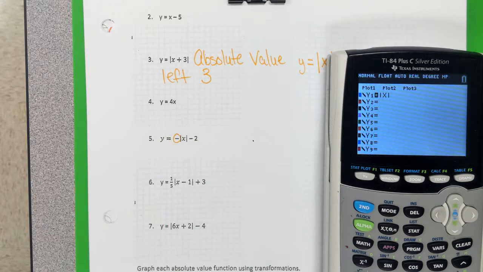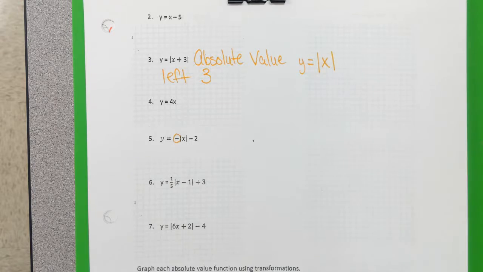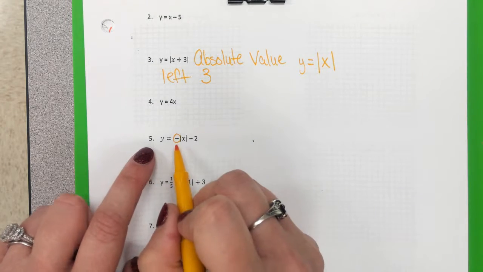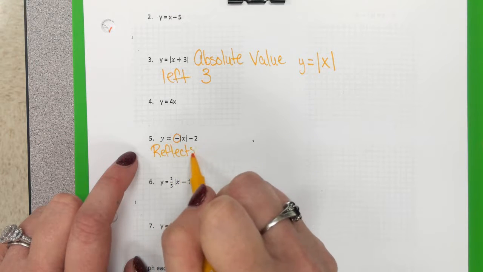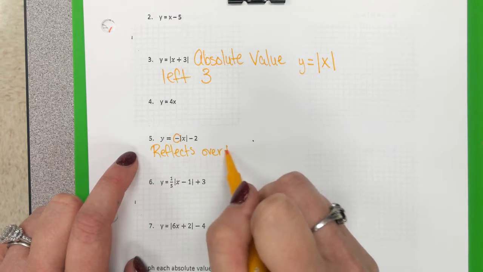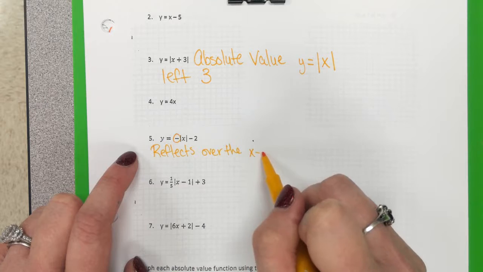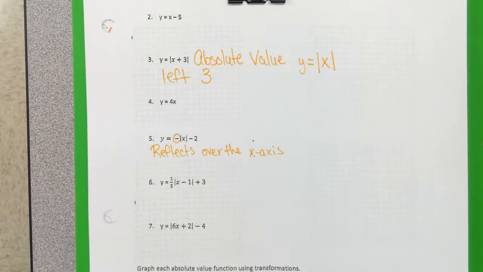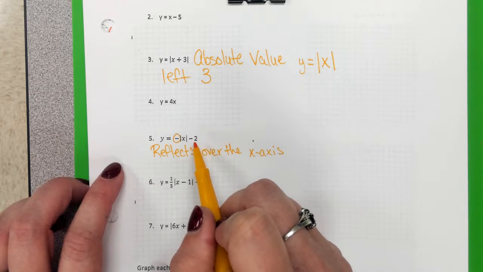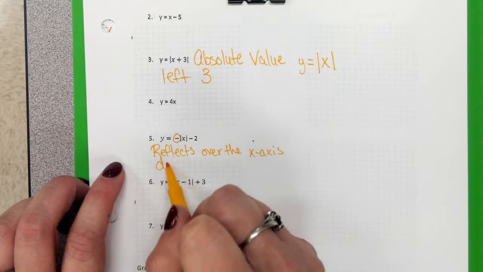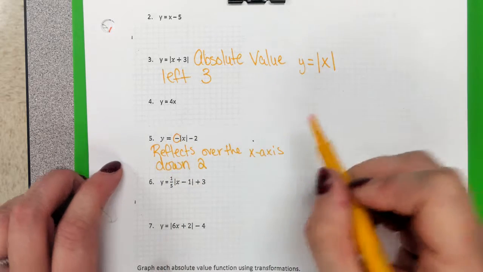What does that negative in the very front tell me? Reflects where? Over the x. You have to tell me over the x. If you just tell me reflects, you're not going to get all your points, okay? All right, what does this -2 in the back on the outside tell me? He's going to move down 2. Very good.